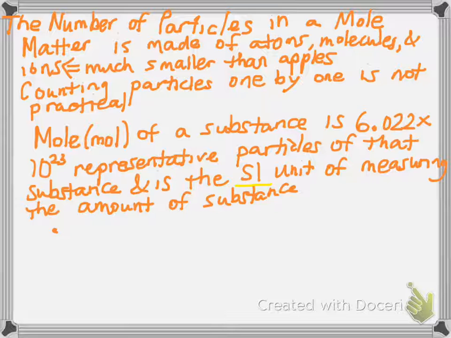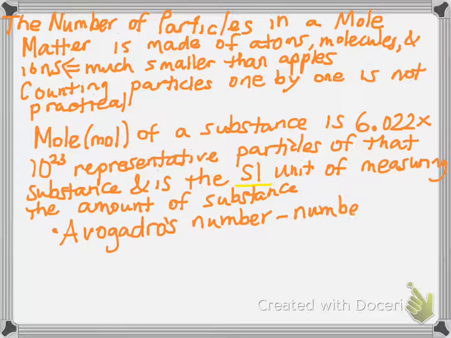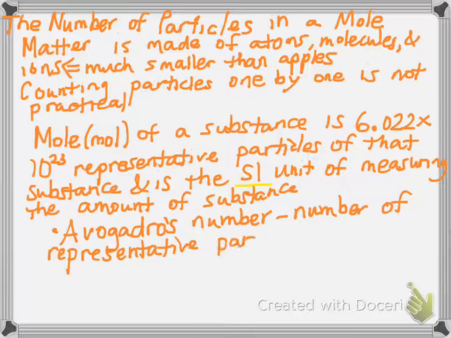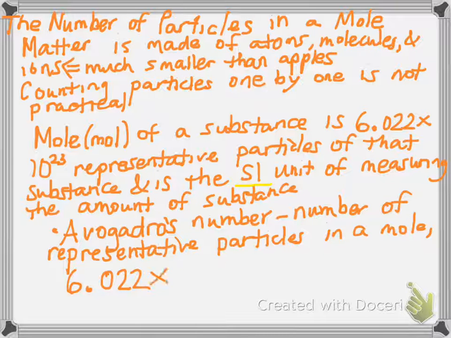So that number has a special name. It's called Avogadro's number. And Avogadro's number is the number of representative particles in a mole, which is 6.022 times 10 to the 23rd.